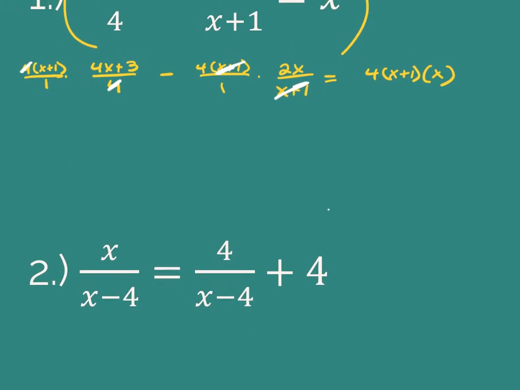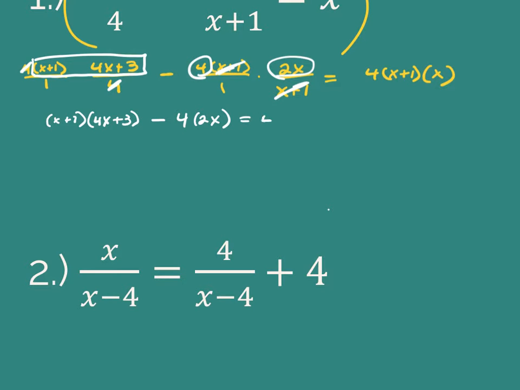So now we're multiplying, and probably multiplying binomials instead of just a single number. I've got to multiply this out: (x plus 1) times (4x plus 3), minus 4 times 2x, equals 4x times (x plus 1). I'm going to move the x to the front so it's easier. So I multiplied everything by my least common denominator, and I canceled from the bottom the ones that needed to cancel out. And now I have to multiply out what's left.